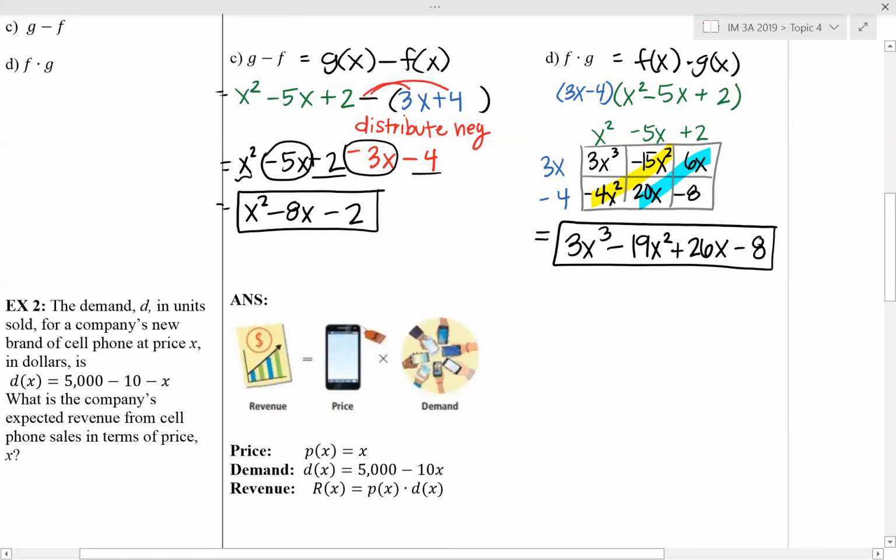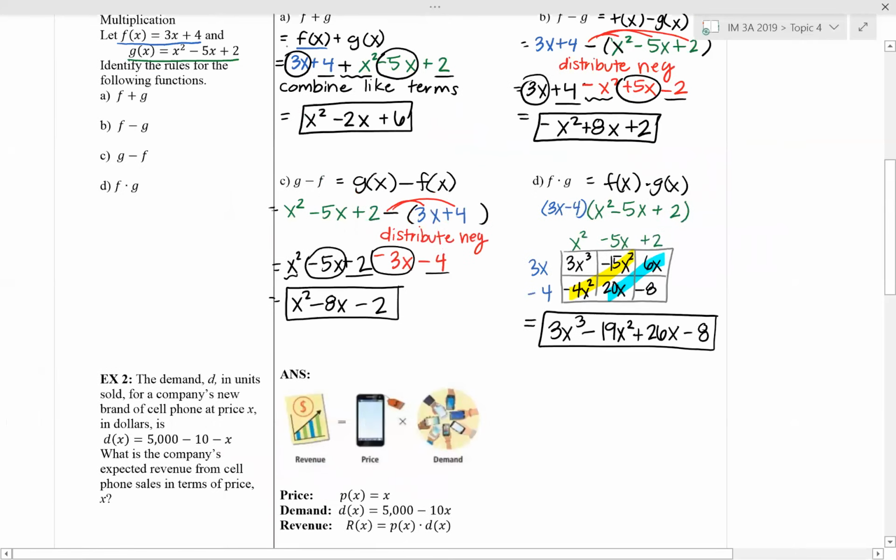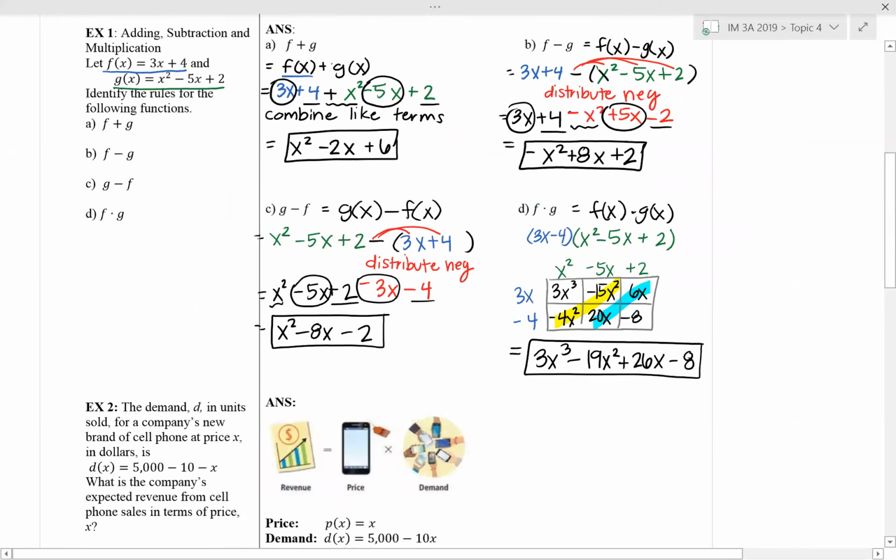So notice that when we did these problems, we did not do a different order for f plus g or for f times g. And if we think about that, that's because addition's commutative. So when I switch the order, I still would get the same answer, right? I'm still just combining like terms, nothing's changing. And same thing with multiplication. When I multiply this 3x minus 4 in front, it's not going to change the answer if I switch it to the back because multiplication, again, is commutative.